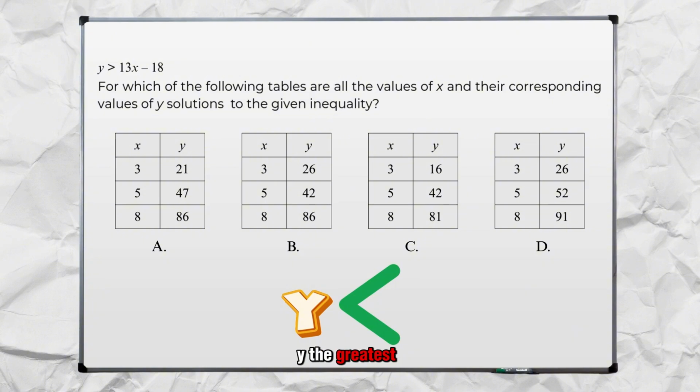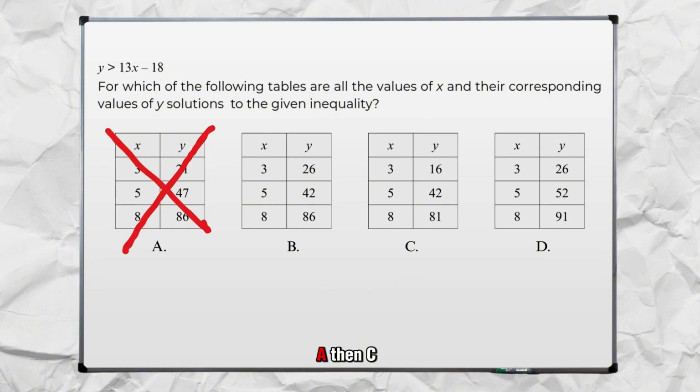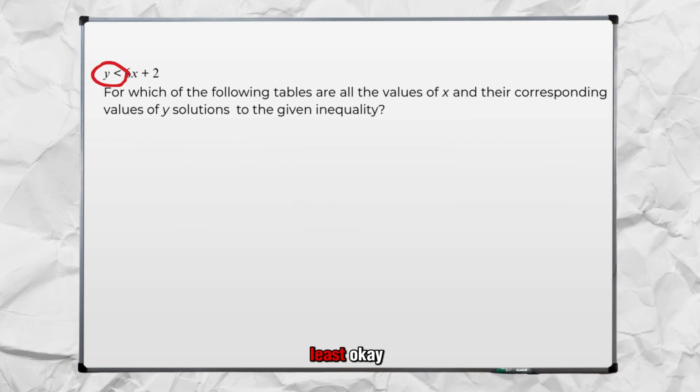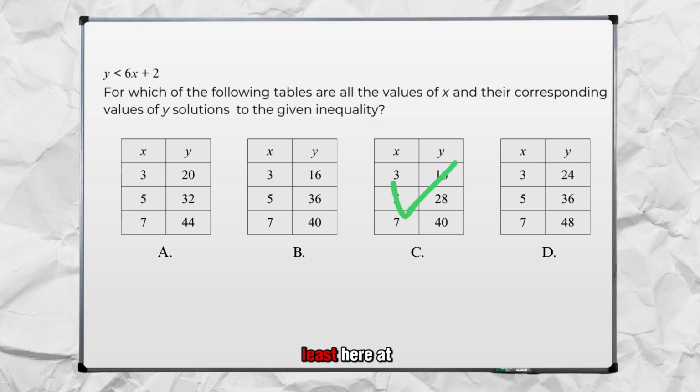So where's y the greatest? Well, I see that it's greater in A than C, and then for x is 5, they differ, where D has the largest number. So that's probably going to be my best answer for that type of question. Here it's less than, so where is y the least? Okay, well, it looks like it's the least here at C, so on and so forth.